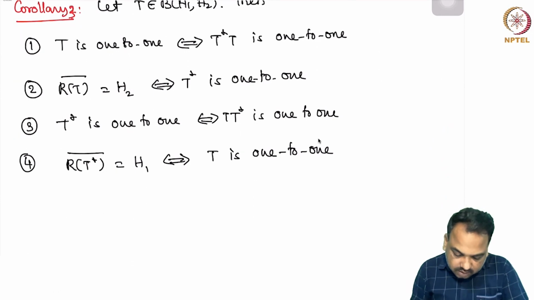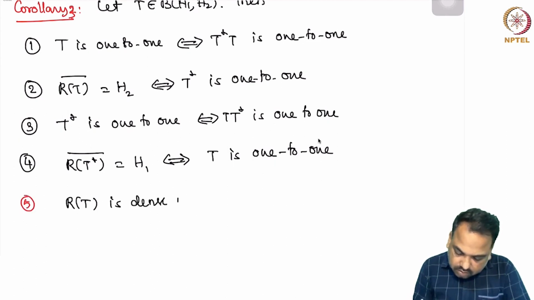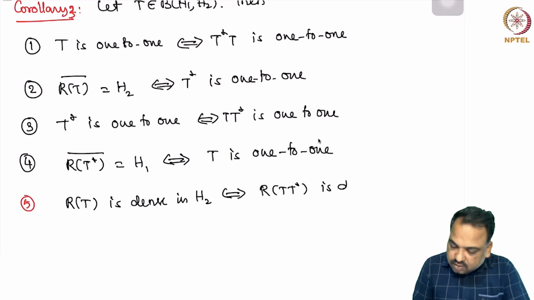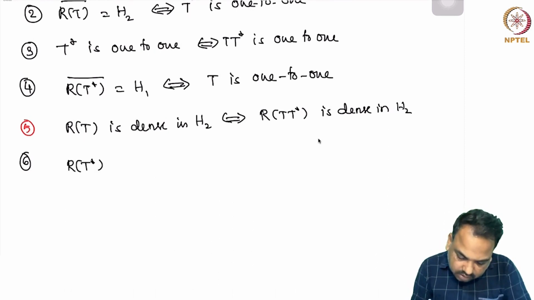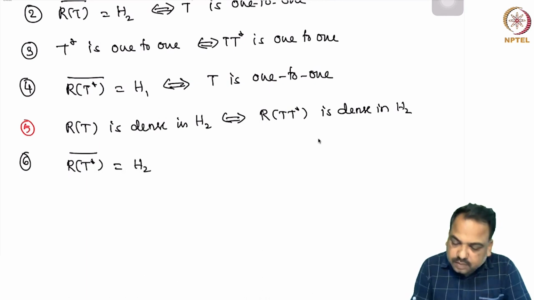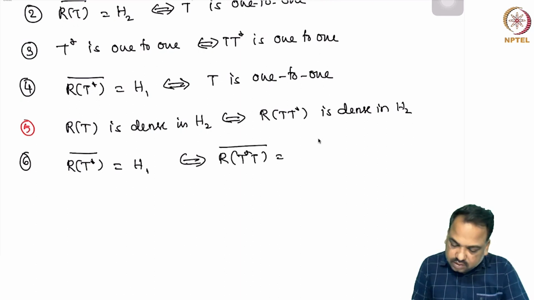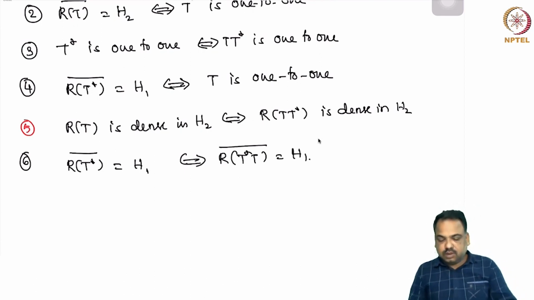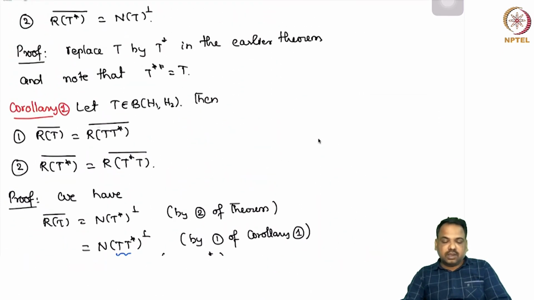We can say that range of T is dense in H1, sorry, H2, if and only if range of T star is dense in H2. Similarly, range of T star dense in H1 if and only if range of T star T is dense in H1. Okay, we can get this many important results from the earlier corollaries.